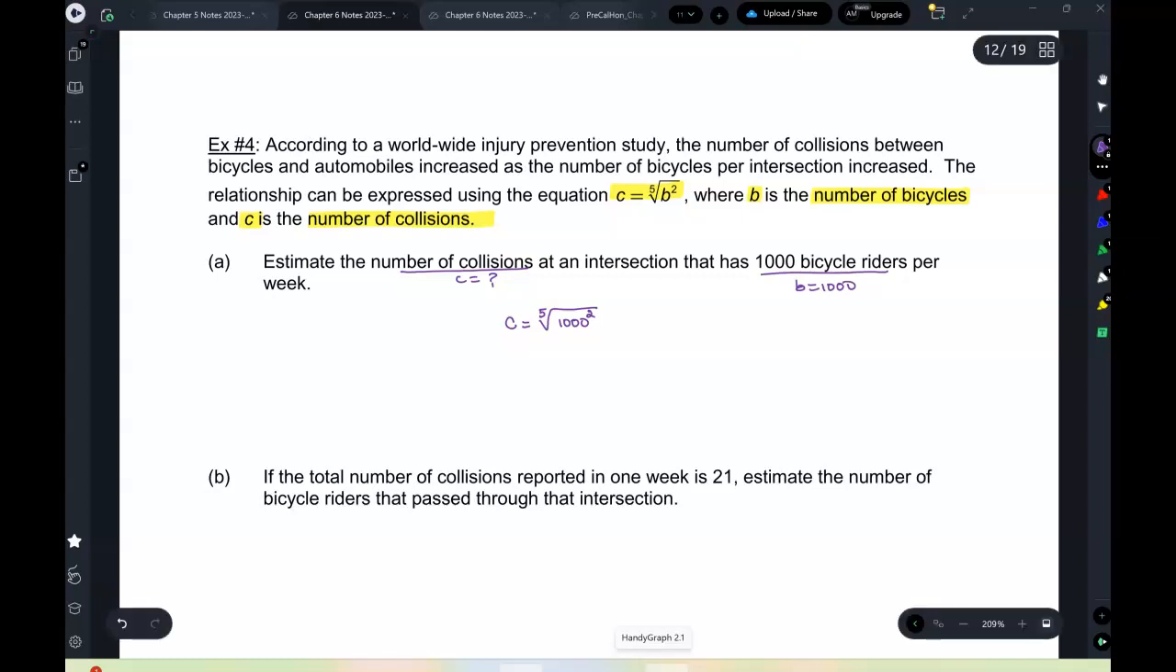So this is how much when you plug it in. But what is it exactly? 15.84. Exactly, 15.84. So it's about 16 collisions. Always round correctly. Don't just automatically round up, right? So if this was 15.3, we would say 15, not 16.